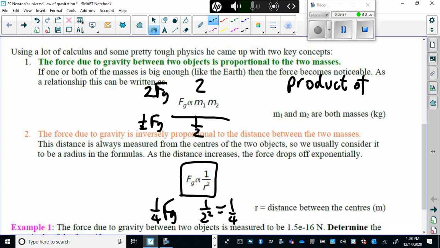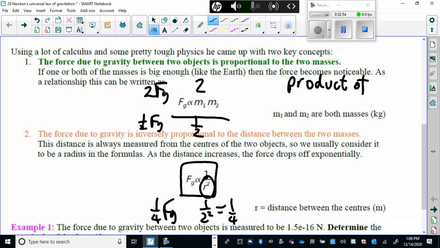Right? So the two objects are further apart, therefore the force of gravity is going to be less, but it's not going to be twice as less, or half. If I double the distance, it's going to be 1/4 because of this squared relationship.